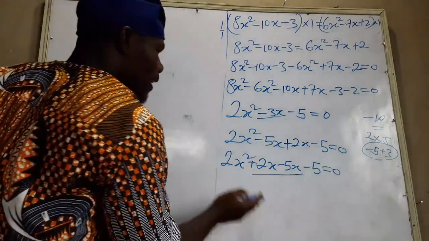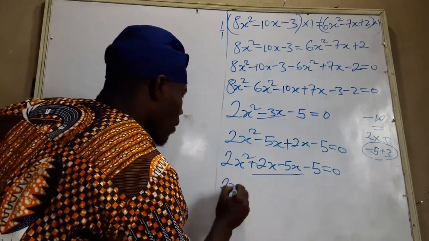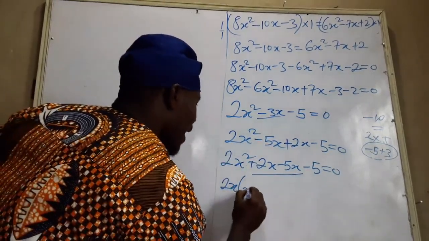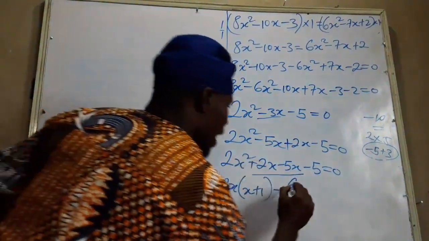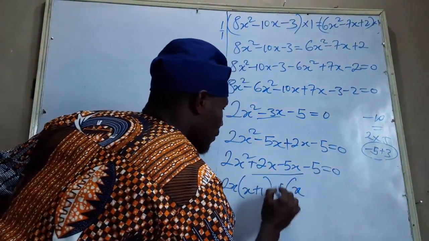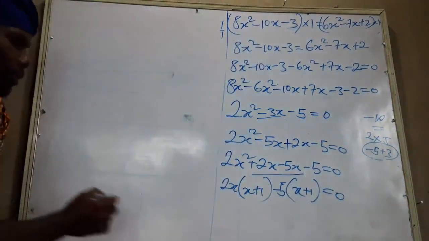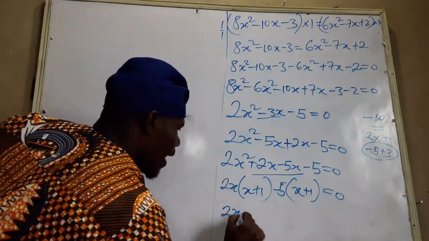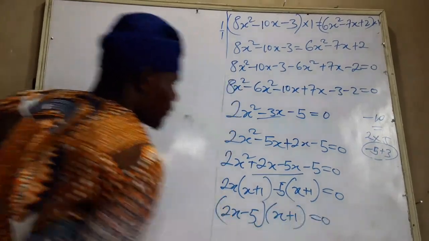So let's try to expand. Let's try to group. 2x is common here. We have x plus 1. Minus 5 is common here. We have x plus 1 is equal to 0. So therefore, we have 2x minus 5 onto x plus 1 is equal to 0.